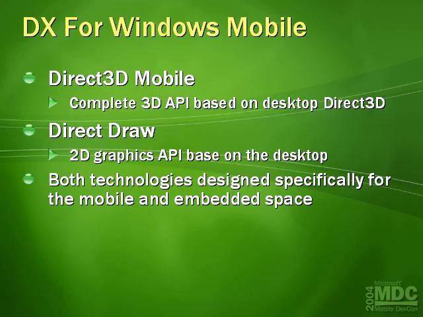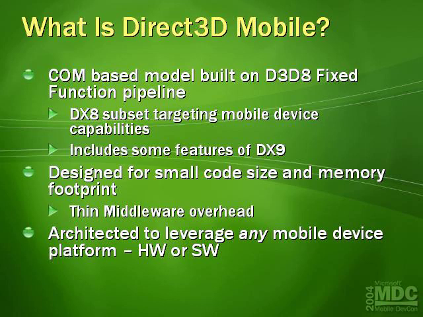Both of these were examined, their architectures and what they offer, and they were designed for the embedded space. Obviously, my Pocket PC or my smartphone isn't my 3 gigahertz PC with a ridiculous graphics card. It's also not a streamlined, dedicated console like the Xbox. There are certain things that are advantageous to keep, and certain things we decided to re-architect or adjust. So, Direct3D Mobile: a 3D API, a COM-based model based on the DX8 API, the D3D8 fixed function pipeline.